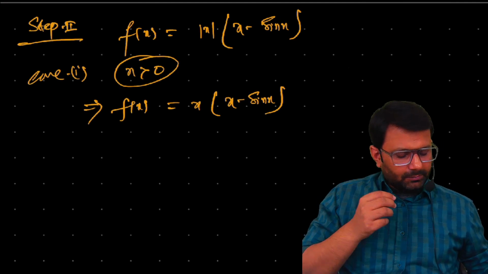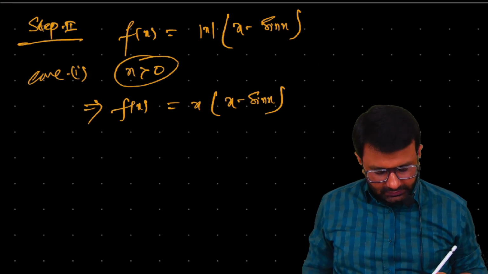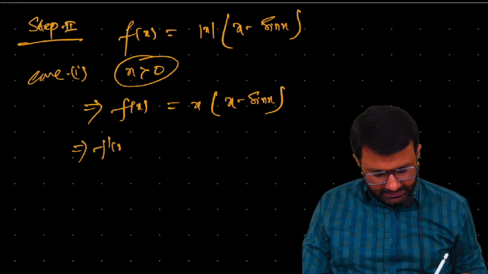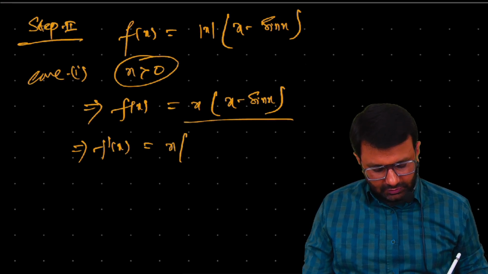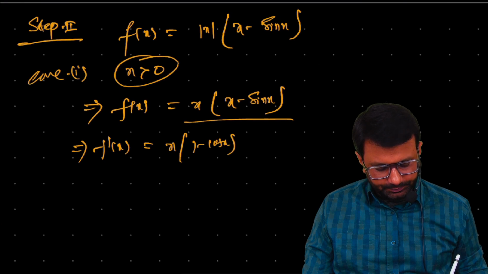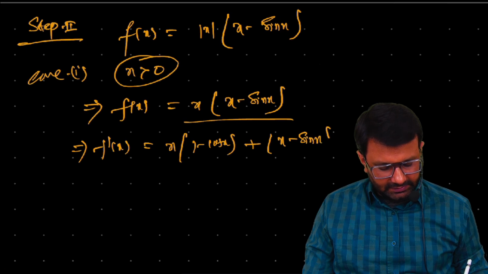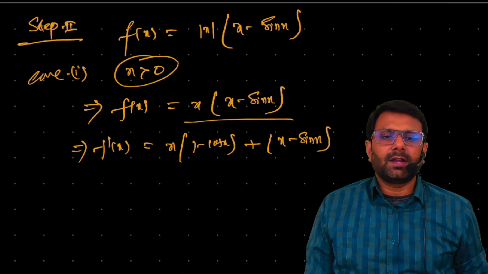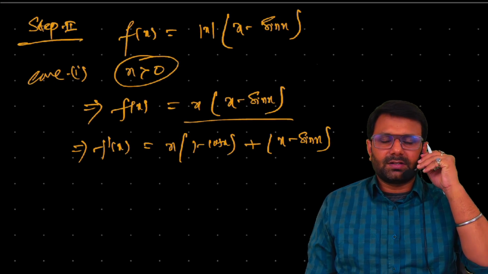So f(x) becomes x into (x minus sin x). Now differentiate this function. So f dash x is equal to u into v. Apply u into v: x into (1 minus cos x) plus (x minus sin x). Now tell me here again, is f dash x positive or negative for x greater than 0?